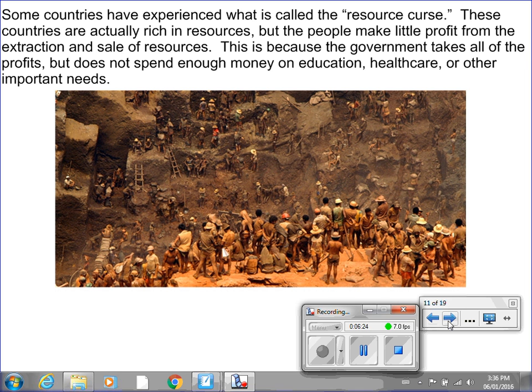Some countries have experienced what is called the resource curse. These countries are actually rich in resources, but the people make little profit from the extraction and sale of resources. This is because the government takes all of the profits, but does not spend enough money on education, healthcare, or other important needs.